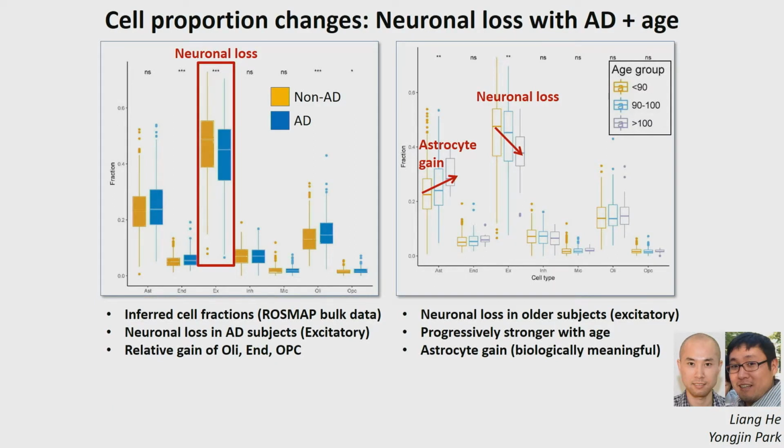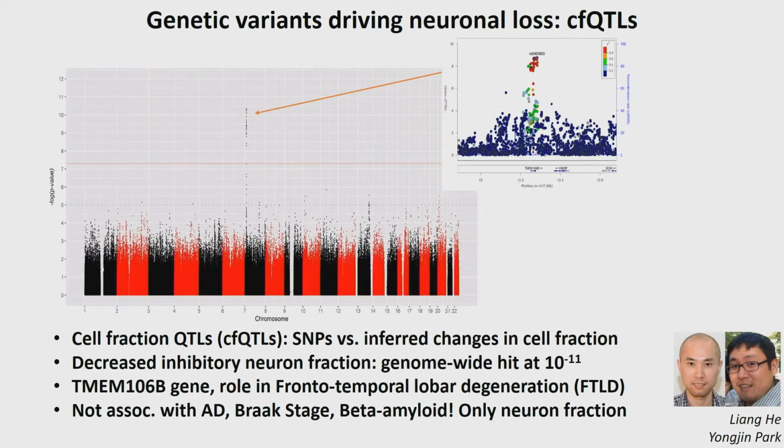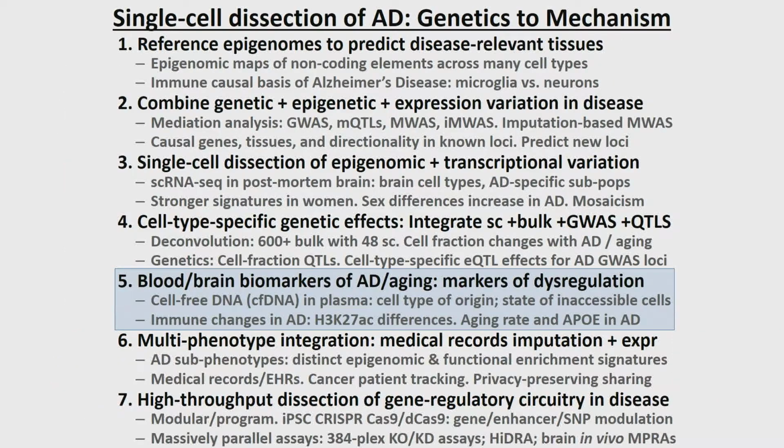We're finding this is dramatically altered between AD and non-AD individuals, and this is dramatically altered with age. As individuals age from 80 to 90 to 100 to more than 100, the fraction of neurons is dropping dramatically, and there are genetic causes to the fraction of neurons. There are genetic variants in the genome that determine whether you will have a higher or a lower fraction of excitatory neurons, and that in turn will determine your resilience to Alzheimer's disease.